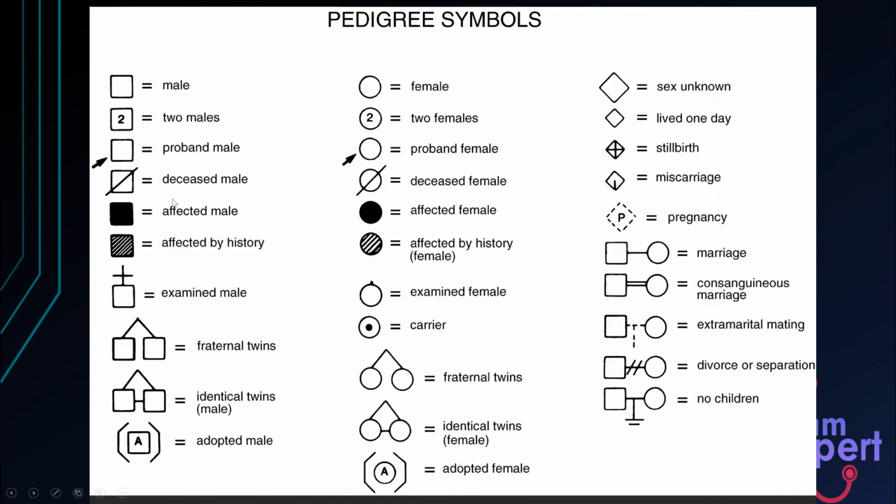Deceased is this, you put a cross. If you have two males, you write it this way. Two females, you write it this way. Fraternal twins are expressed in this manner. Identical twin male, this manner. Identical twin female, this manner. Okay.